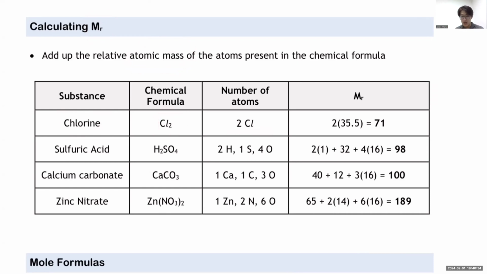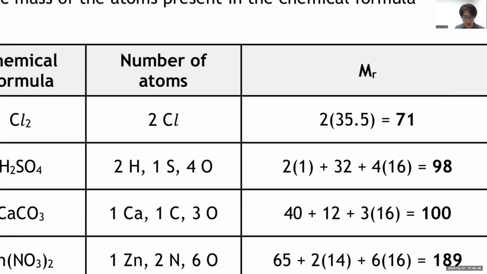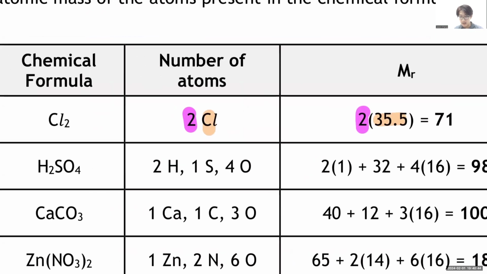So, two chlorine atoms. If I were to color code this for you, two chlorines. So together, 71 is Cl2's Mr. So overall mass. It's just like if a fruit basket has one apple and one orange, how many fruits are there in the basket? Two lah. Like also do it together like that.